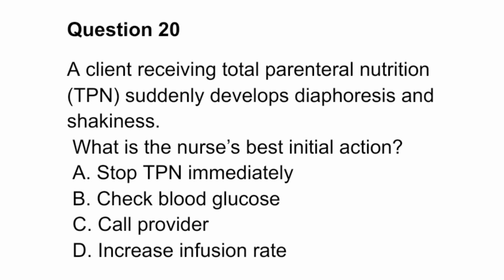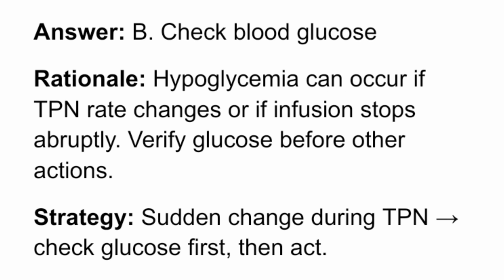Question 20. A client receiving total parenteral nutrition, TPN, suddenly develops diaphoresis and shakiness. What is the nurse's best initial action? A. Stop TPN immediately. B. Check blood glucose. C. Call provider. D. Increase infusion rate. Answer: B.